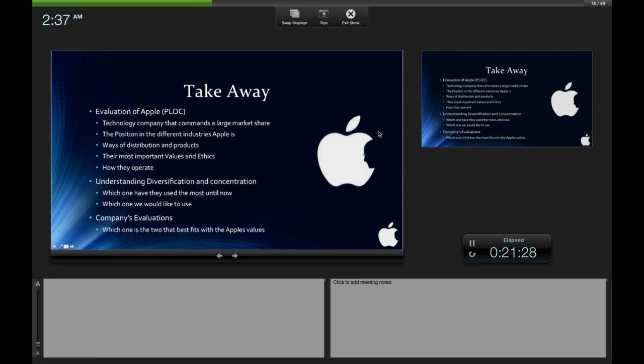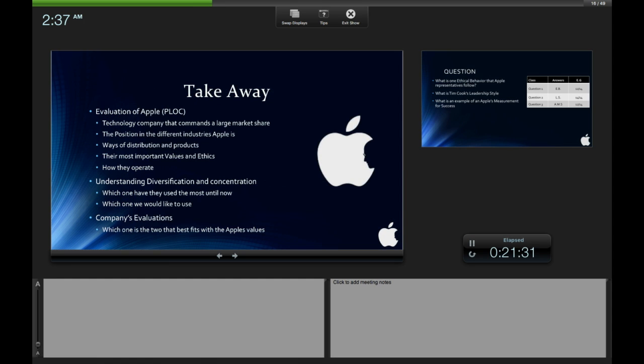Then from here, we go to takeaway. This is where I came up with it. I don't know if Jay is going to make some changes to it. I have no idea what his outcome on this is going to be, but this is what I came up with. We would say takeaway. So we went through the evaluation of Apple's PLOC. We went through that it's a technology company that commands a large market share.